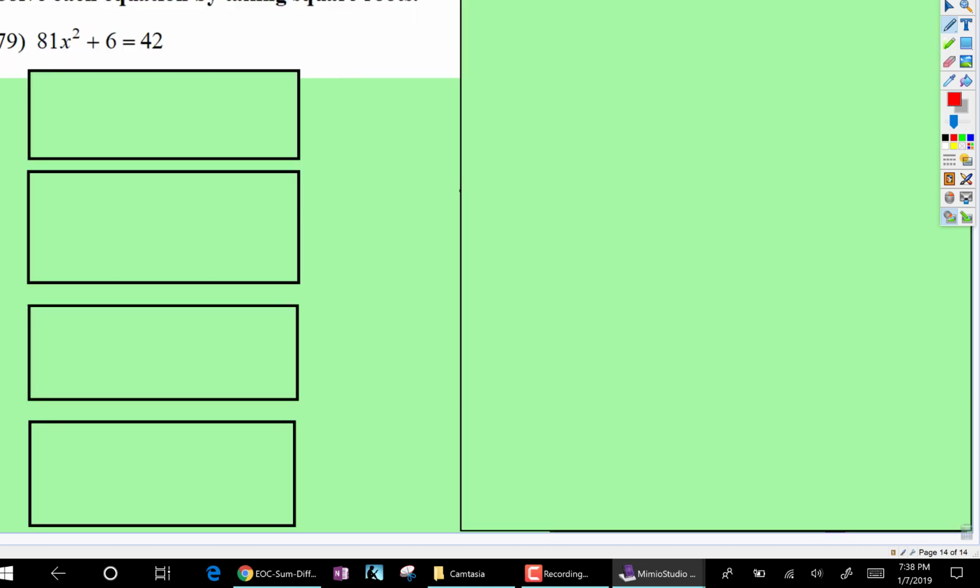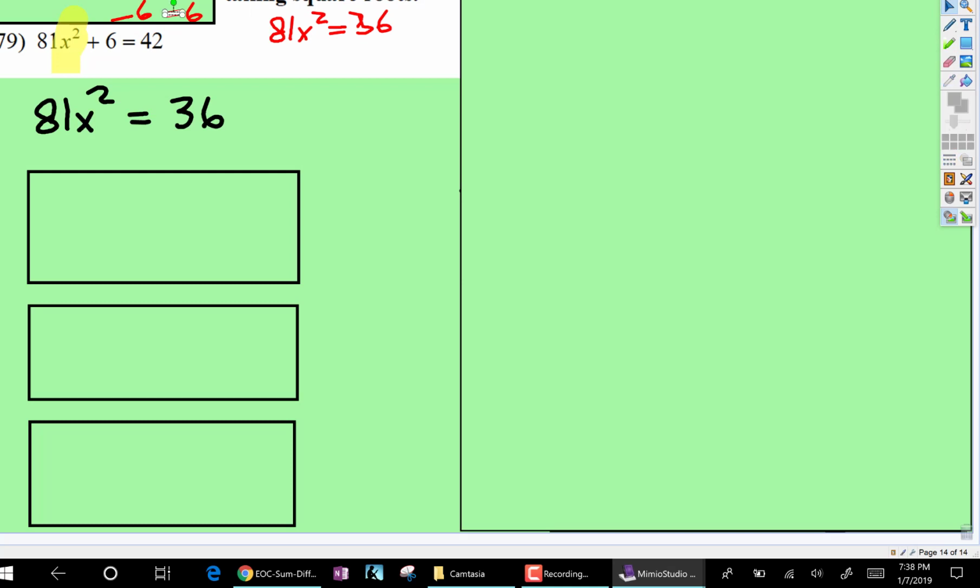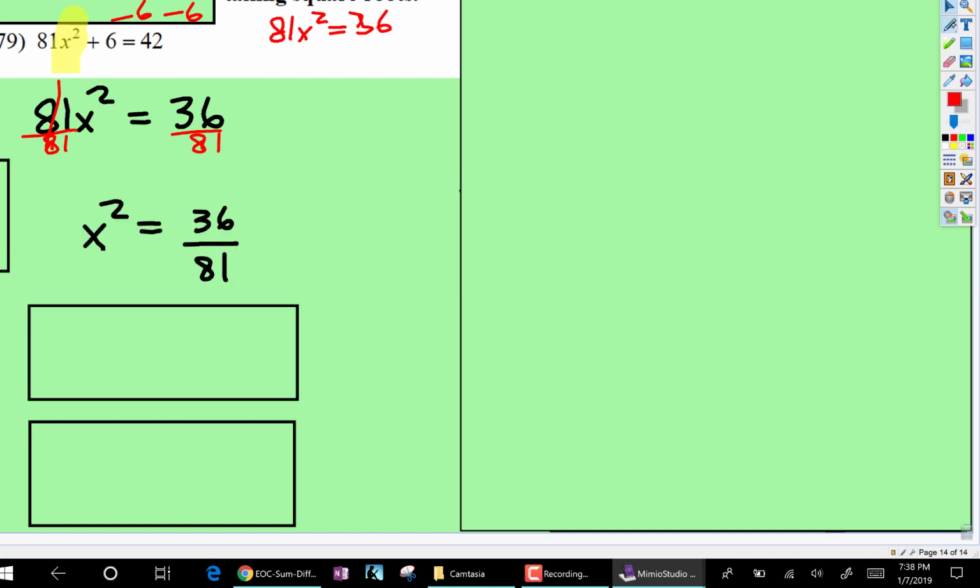Now we're going to go on to the square root method. Well, the square root method is one of the easiest methods. You just need to get that x squared by itself. So we're going to subtract 6 on both sides, and then we're going to have 81x squared is equal to 36. We still need to get the x squared by itself. So then you're going to divide both sides by 81. When you do that, you end up with x squared is equal to 36 over 81.